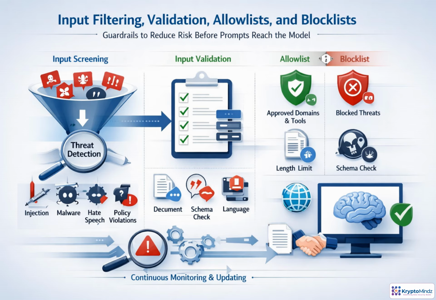If one guardrail misses something, another can still stop, rewrite, or escalate it. Before any prompt reaches the model, treat it as untrusted input. Start by screening for unsafe intent, injection language, jailbreak attempts, malware requests, harassment, self-harm, or other regulated content. Then validate the request against what the system actually expects, including schema, length, file type, language, and task-specific constraints. Allow lists work well for approved domains, tools, commands, and structured actions. Block lists help with known bad patterns, but they are not enough. Attackers rephrase quickly, so filters need logging, review, testing, and regular updates.